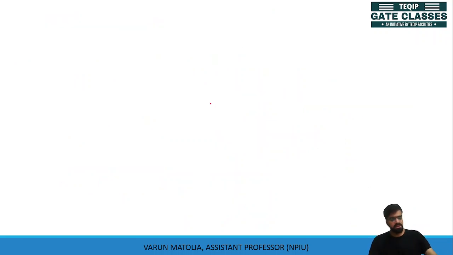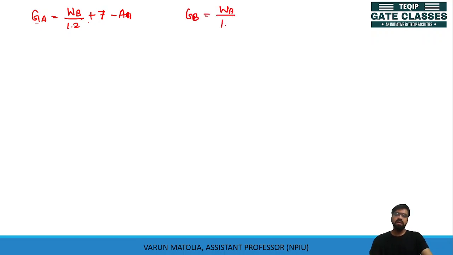Let's look at this calculation. So green time of A will be width of B over 1.2 plus 7 seconds minus amber time of A. This is your green time of A. What is your green time of B? It is width of section A over 1.2 plus 7 seconds additional time given, minus amber time of B.